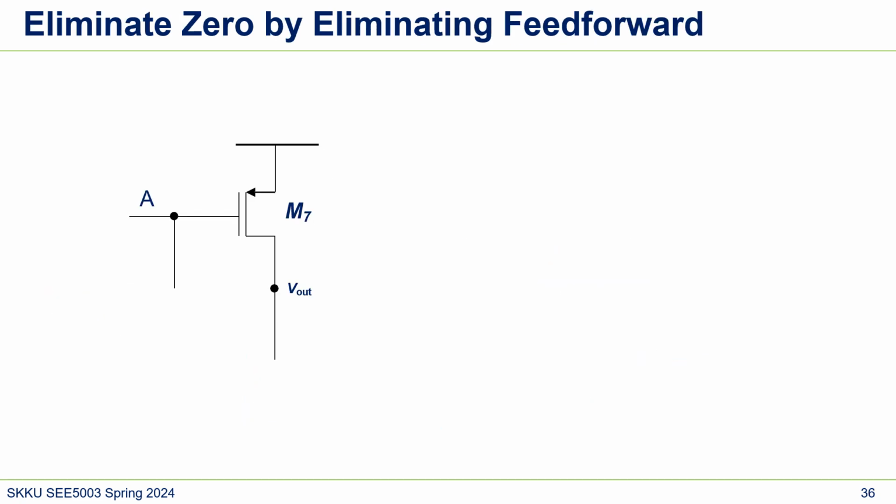And there's another way that we can remove this zero impact, I mean eliminating the zero, which is that we can put a buffer here. So this is CC, and then this is gain 1. What it does is it still gets the Miller effect.